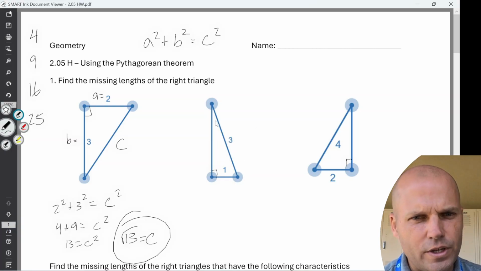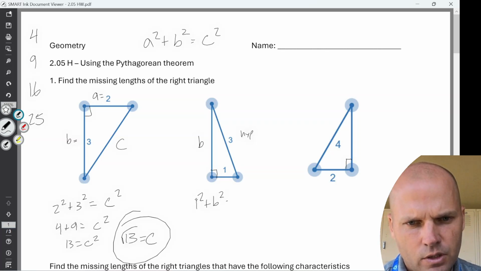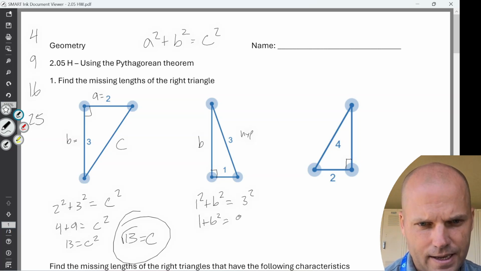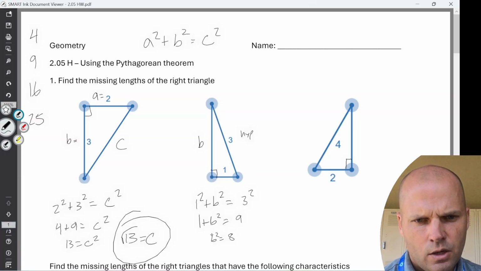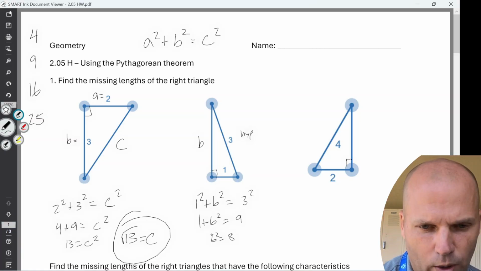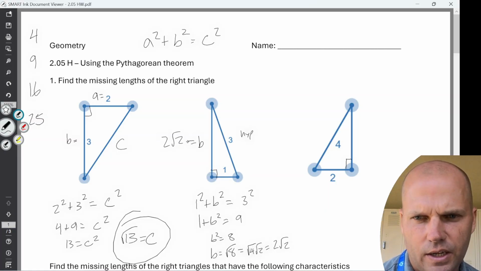The second triangle, we do see that the hypotenuse is 3, which means we need to find a leg, so either an A or a B. Doesn't matter if you list it as A or B, this missing leg, as long as you know that it is a leg and not the hypotenuse. So after solving, you get that value squared equals 8. And after square rooting to find the length, we have the square root of 8, which we write as root 4 root 2, or the simplified 2 root 2 is our missing length.